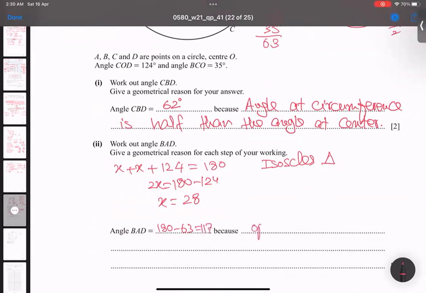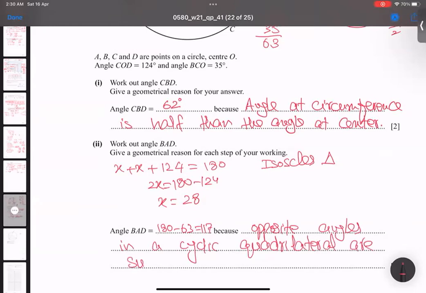Logic: opposite angles in a cyclic quadrilateral are supplementary. Supplementary means if you add them, they give you 180 degrees. And we have done it, Alhamdulillah. So this point is also clear. We got 117, very clear. Okay, so this is clear.